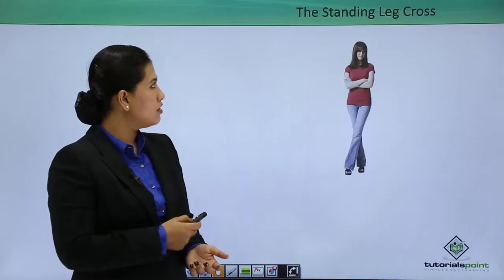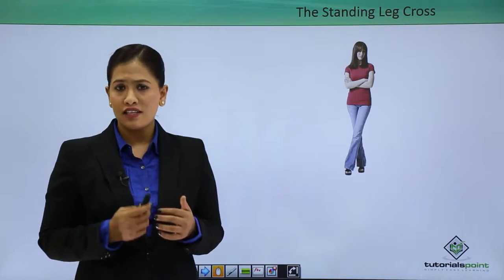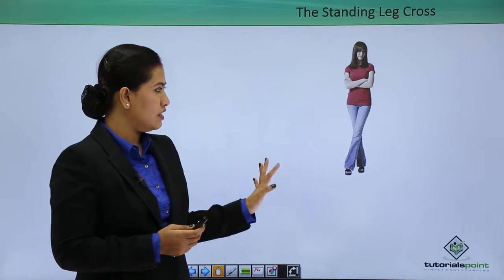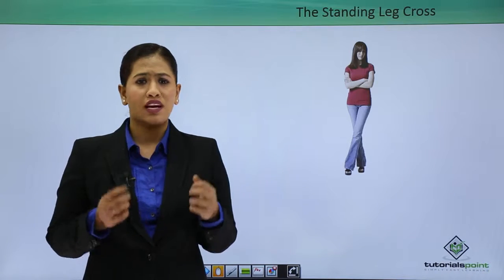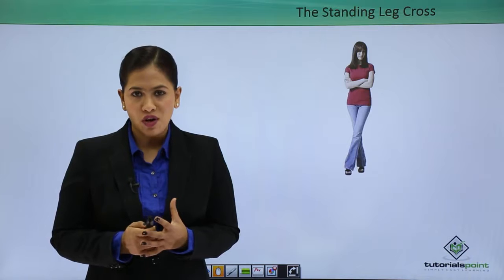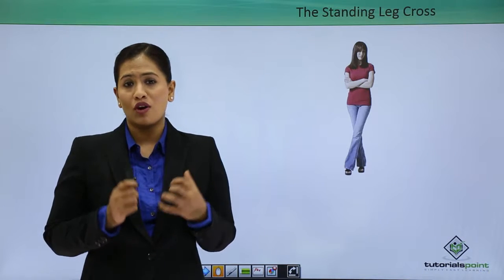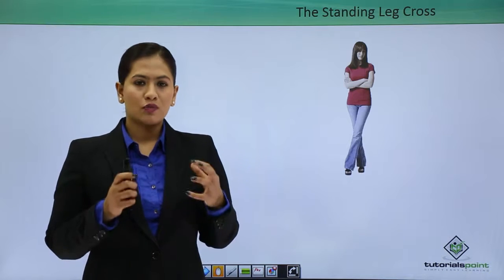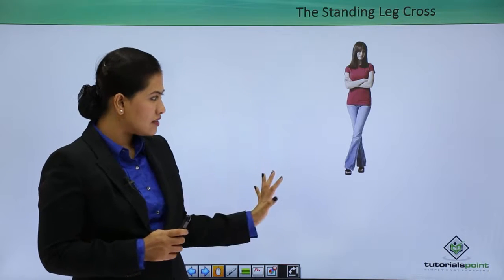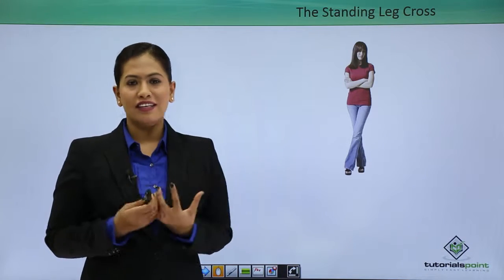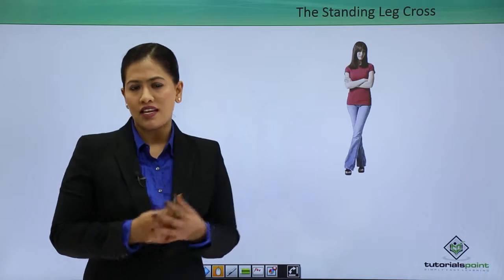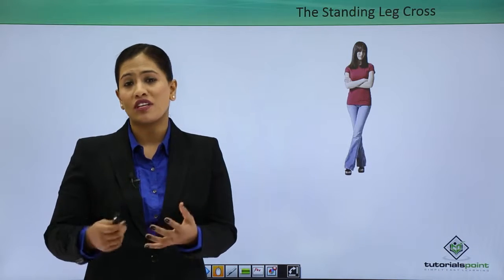So moving on to understand standing leg cross, this is also one of the depictions that says I am not open as a person for the conversation. I am open for the conversation, but however I am not open for the connection. So especially when women have this kind of body language, I clearly emphasize that to a larger extent I am open for conversation, but I am not open for connection.